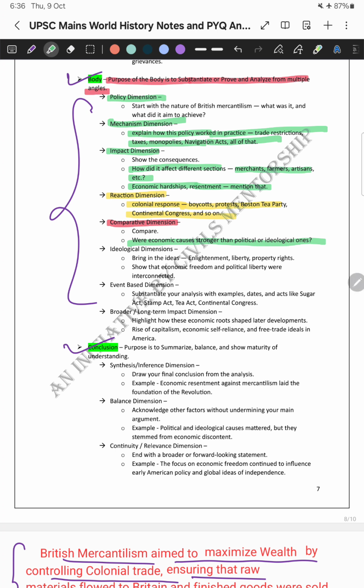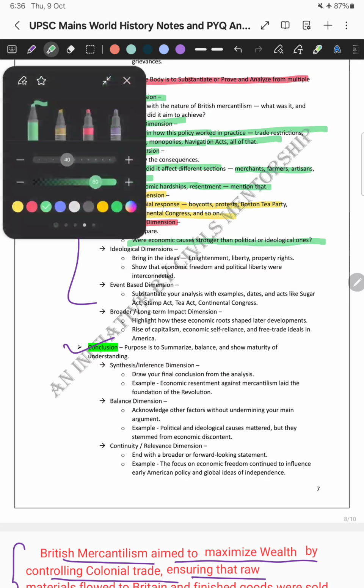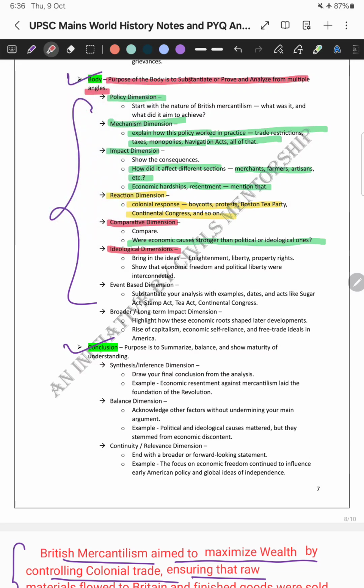Next comes the ideological dimension. Now what does this mean? Ideological dimension means you are bringing in the ideologies, ideas like enlightenment, liberty, property rights. So you are showing that economic freedom and political liberty were interconnected. Say, for example, we can give John Locke's ideas on property rights, and no taxation without representation. So these things we can mention under this particular dimension.